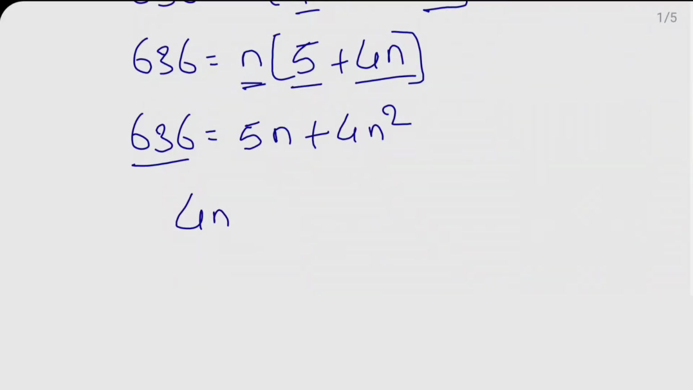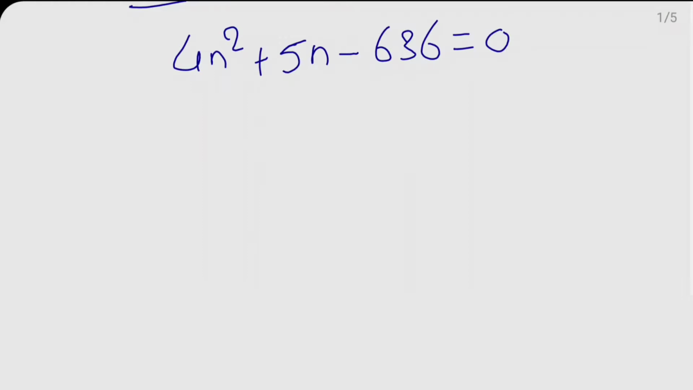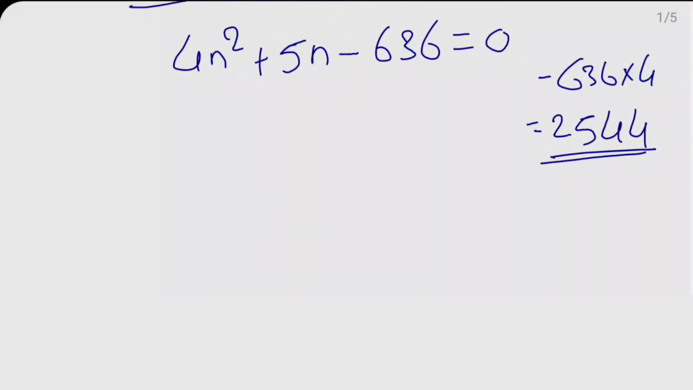So 4n square plus 5n minus 636, and this equals 0. So here we got a quadratic equation, right? So solve this quadratic equation. Here we want to find two factors, right? Minus 636 into 4, these two multiplied we got 2544. So in multiplication we want 2544, and on adding or subtracting we want 5. So find out the two factors.